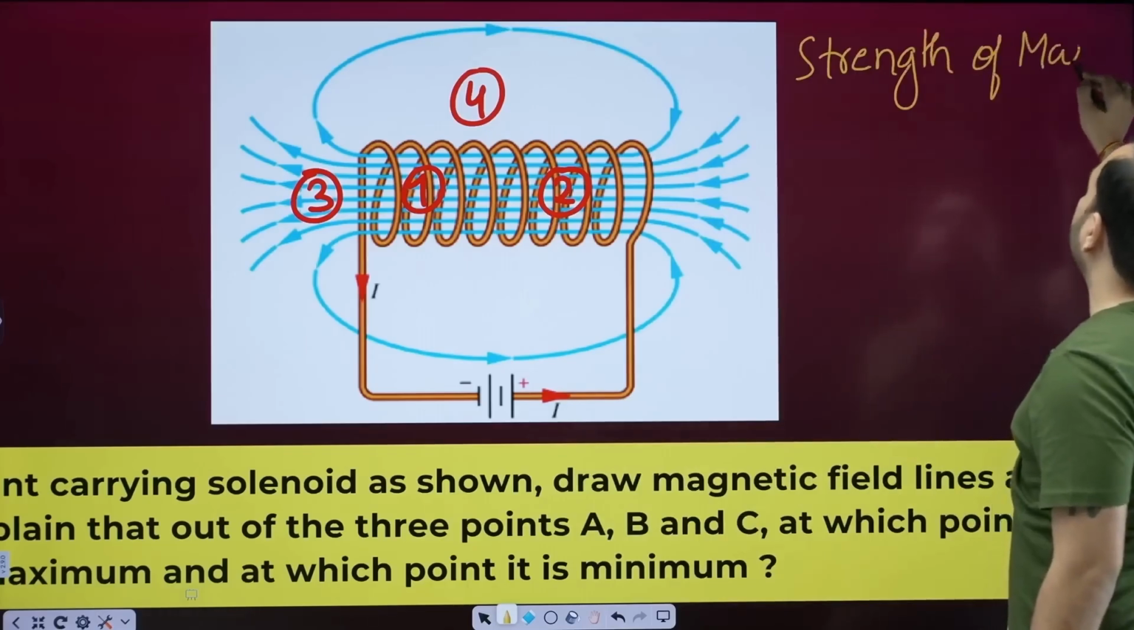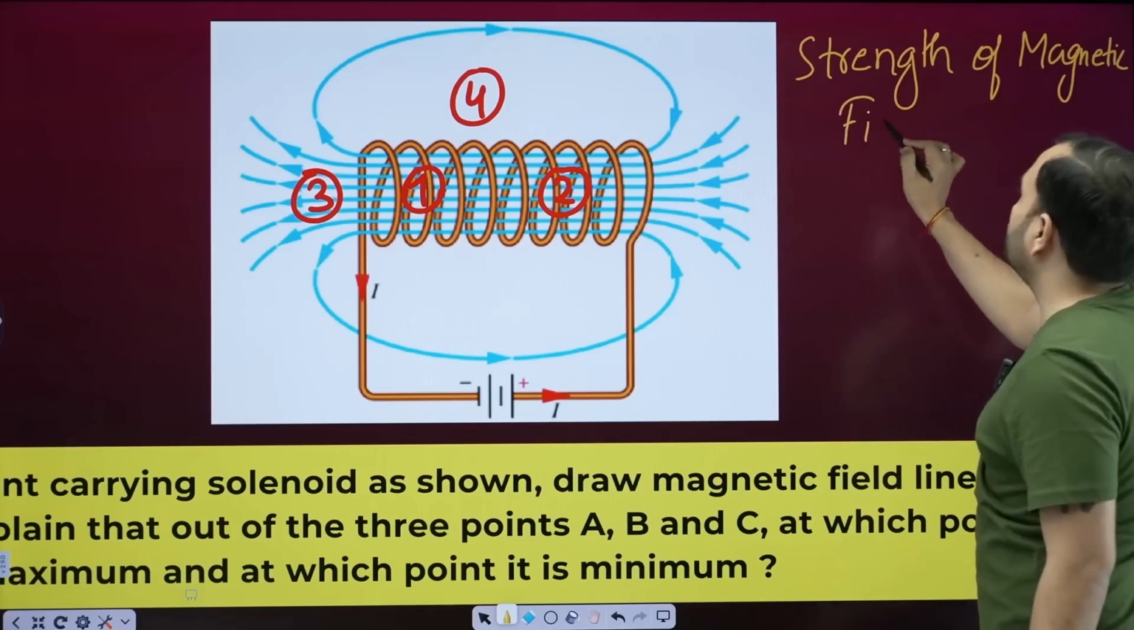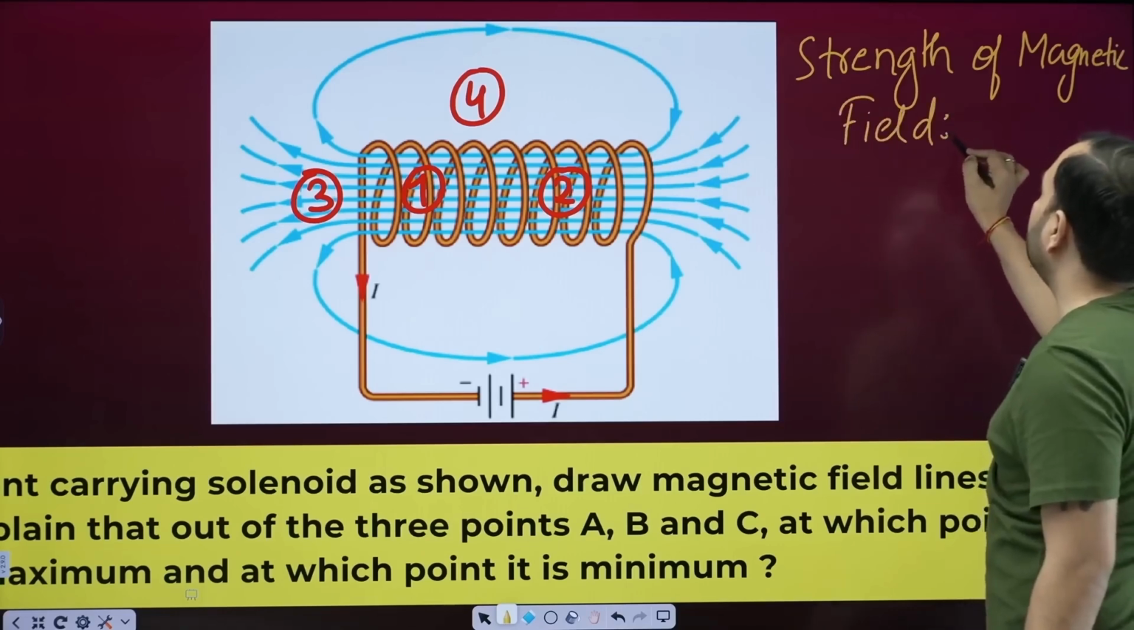Tell me its decreasing order. Where is the most? Where is it lesser? Where is it lesser than that? Strength of magnetic field, decreasing order.